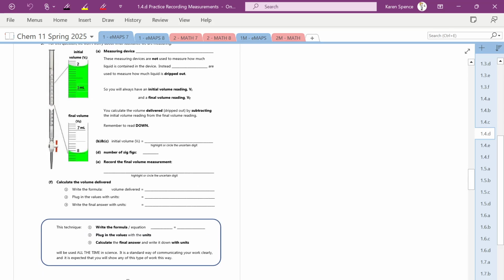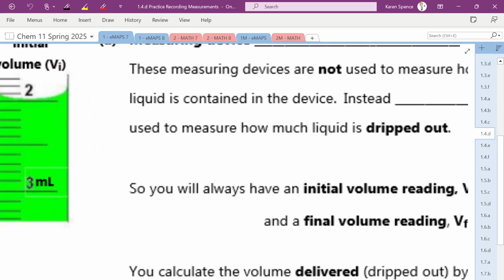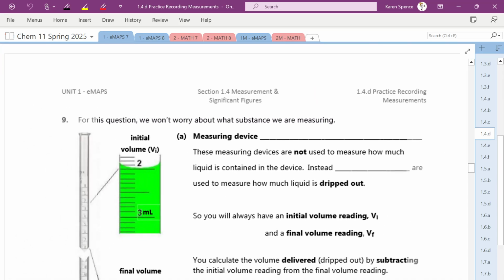Tomorrow we're going to actually learn to use a burette, so this will make more sense to you. I would actually like to go over page 83 right now because it's a little bit more complicated. Page 83.